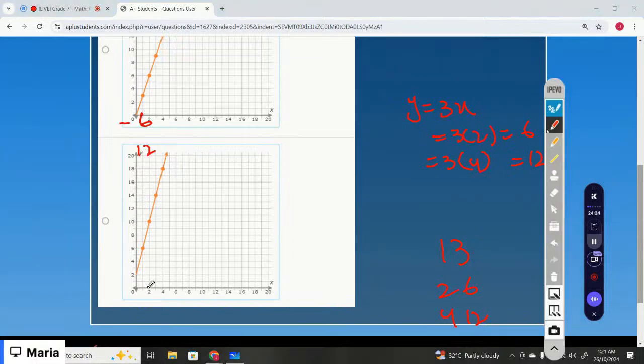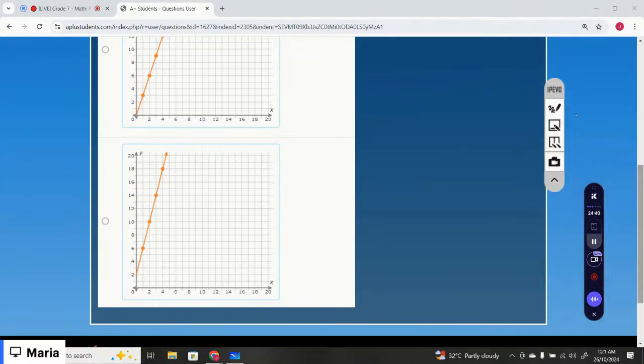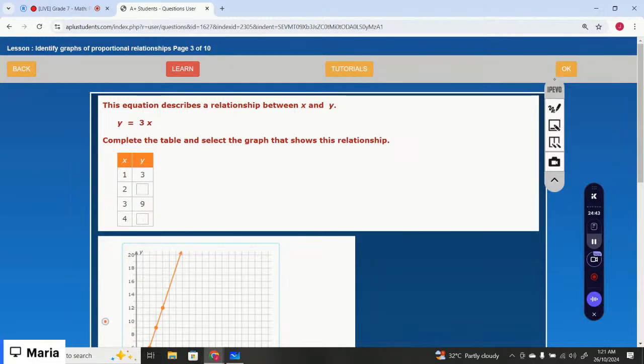So 1, 3. X is 1, y is 3. 2, 6. Option number 1 is the correct option. The correct option is option number 1.